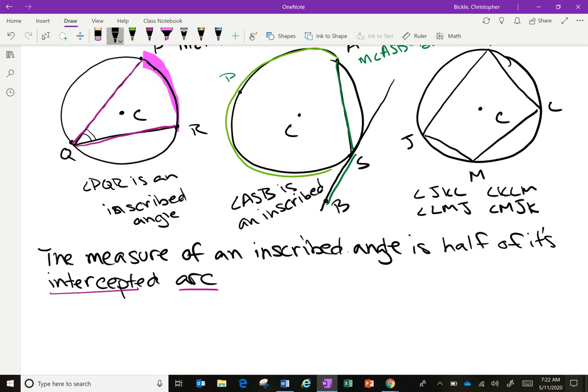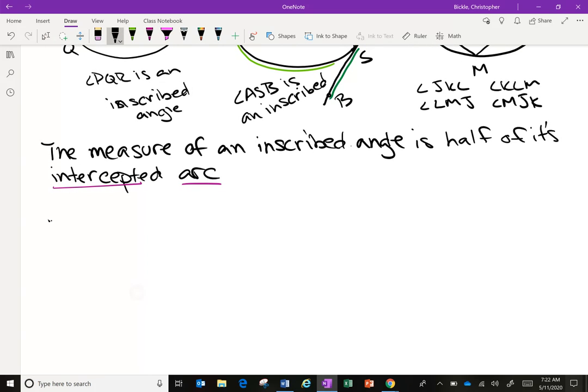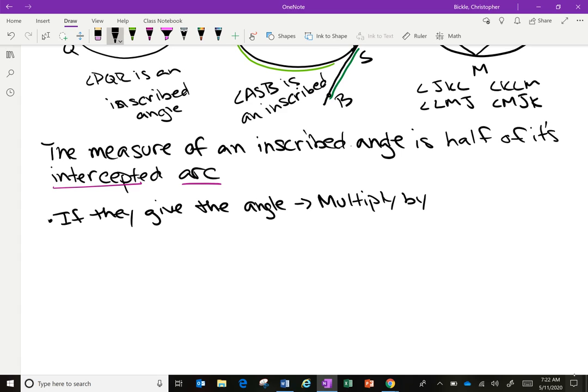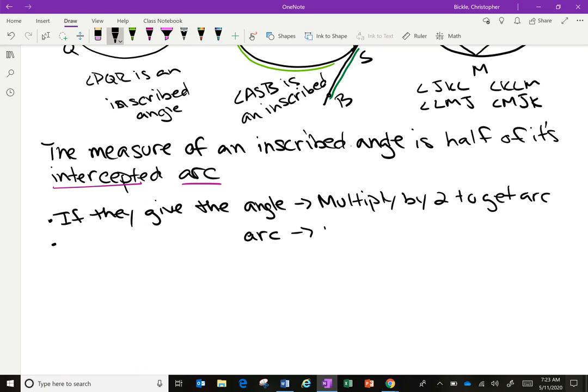If we were in class, one thing that I would tell you guys is to remember this. If they give you the angle measure, multiply by 2 to get the arc. And if the opposite is true, if they give you the arc, you're going to divide by 2 to get the angle.